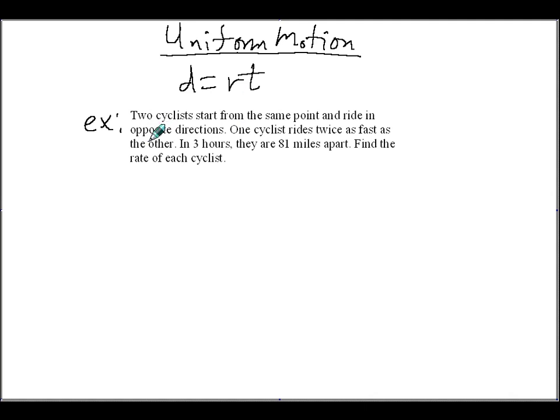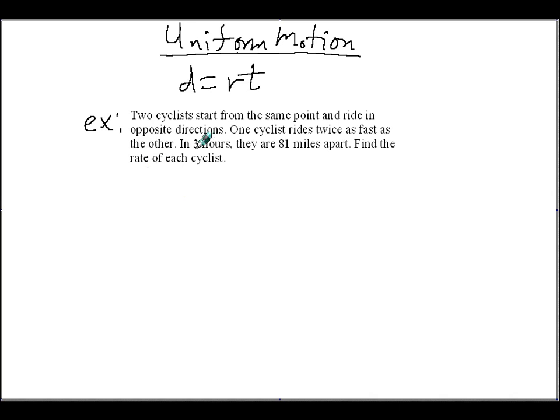All right, so consider this problem here below. It says, two cyclists start from the same point and ride in opposite directions. One cyclist rides twice as fast as the other. In 3 hours, they are 81 miles apart. Find the rate of each cyclist.